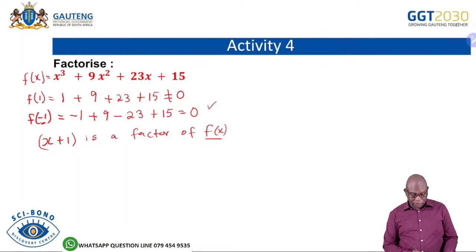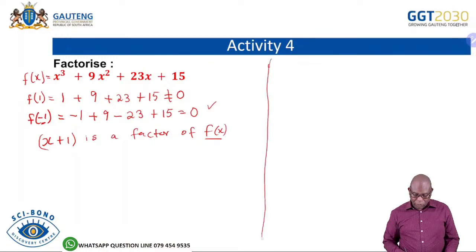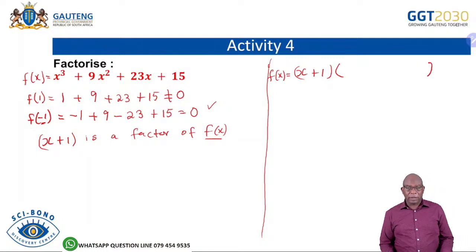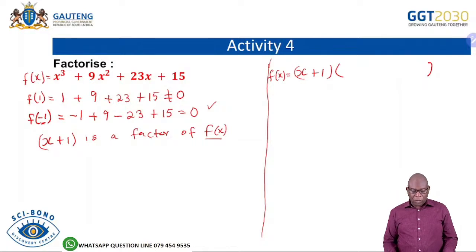Now you must listen carefully. I'm going to write down one factor. So I'm going to say x plus 1 is one factor. Remember, it's f of x. Then I'm going to write down a bigger bracket. What should I multiply x with so that I can get x cubed? So I'm going to write x squared here. So that's my first one.